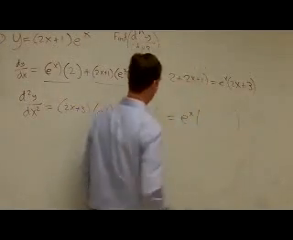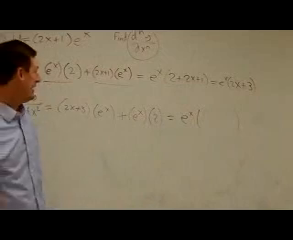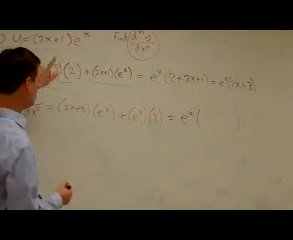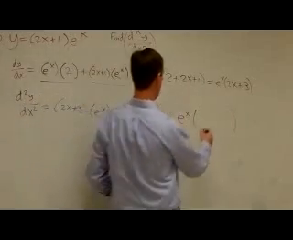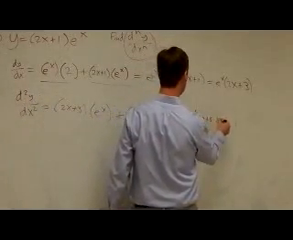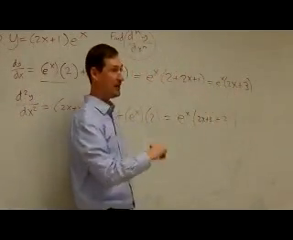All right. So take out e to the x, and then you're left over with 2x plus 3 plus 2, but we can put those like terms together.